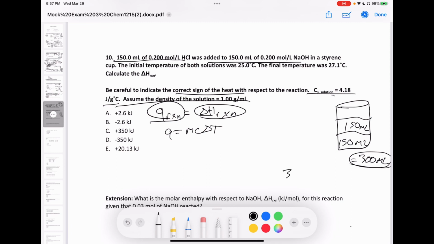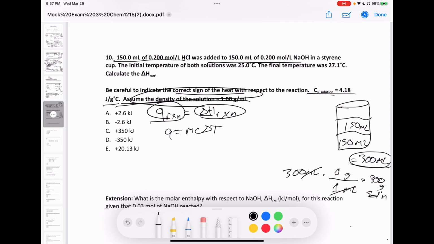So if we start with our given, which is the 300 milliliters of solution combined, times this density of solution over here, we want to put milliliters on the bottom to cancel that out and end with grams. So it's going to be 1 gram per 1 milliliter. That's just the density of water, pretty much. These milliliters cancel, and we're left with 300 grams of solution.